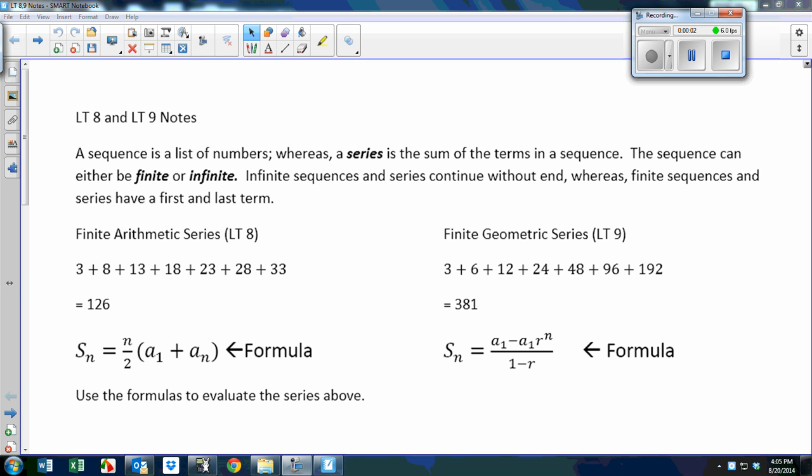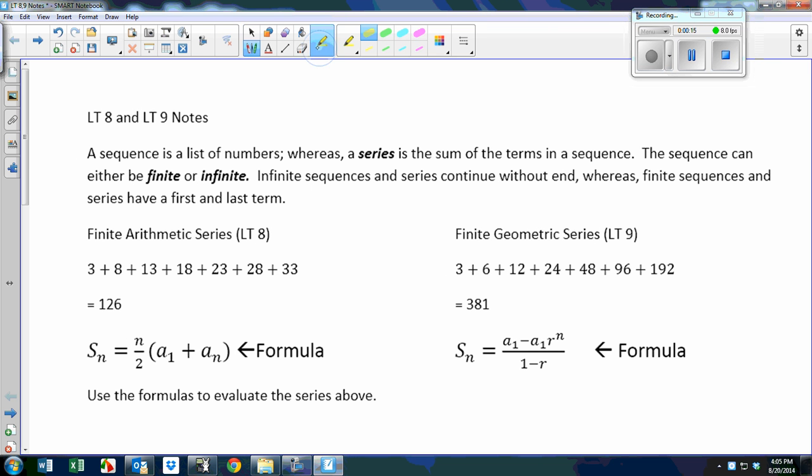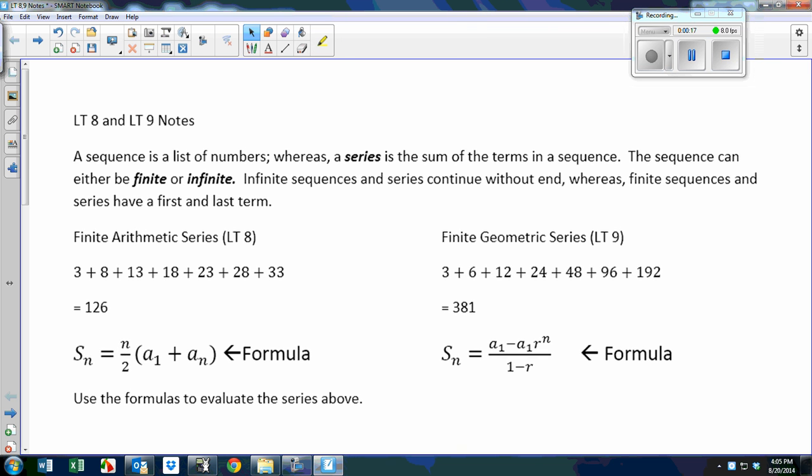All right, this video's for Learning Target 8 and Learning Target 9. Put a little disclaimer out there on this video. We did a lot of work with the definition of finite and infinite versus series and sequence. We did a lot of work on that on some problems on the board in class and kind of introduced this on the board. So missing the class, I'll do the best I can with a short synopsis, but you may still have questions.